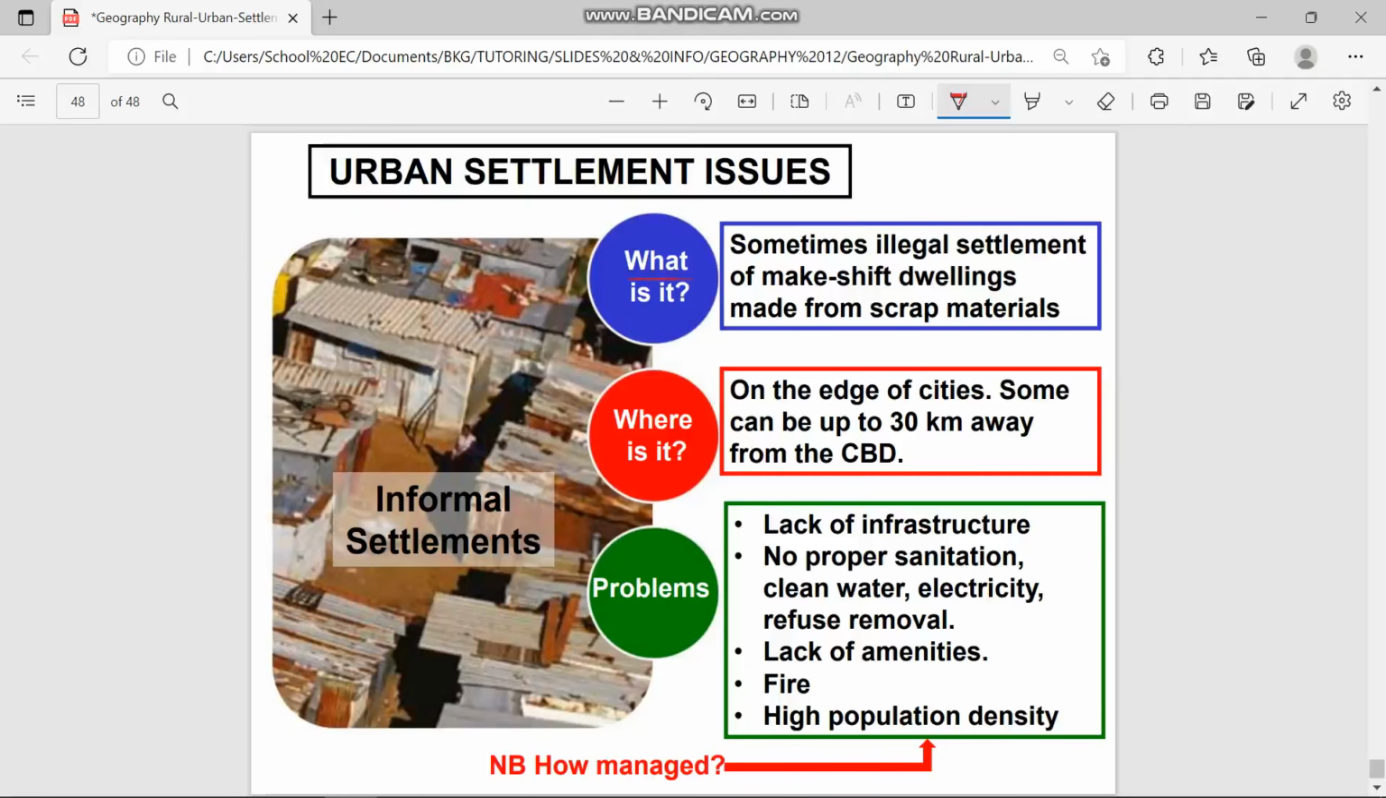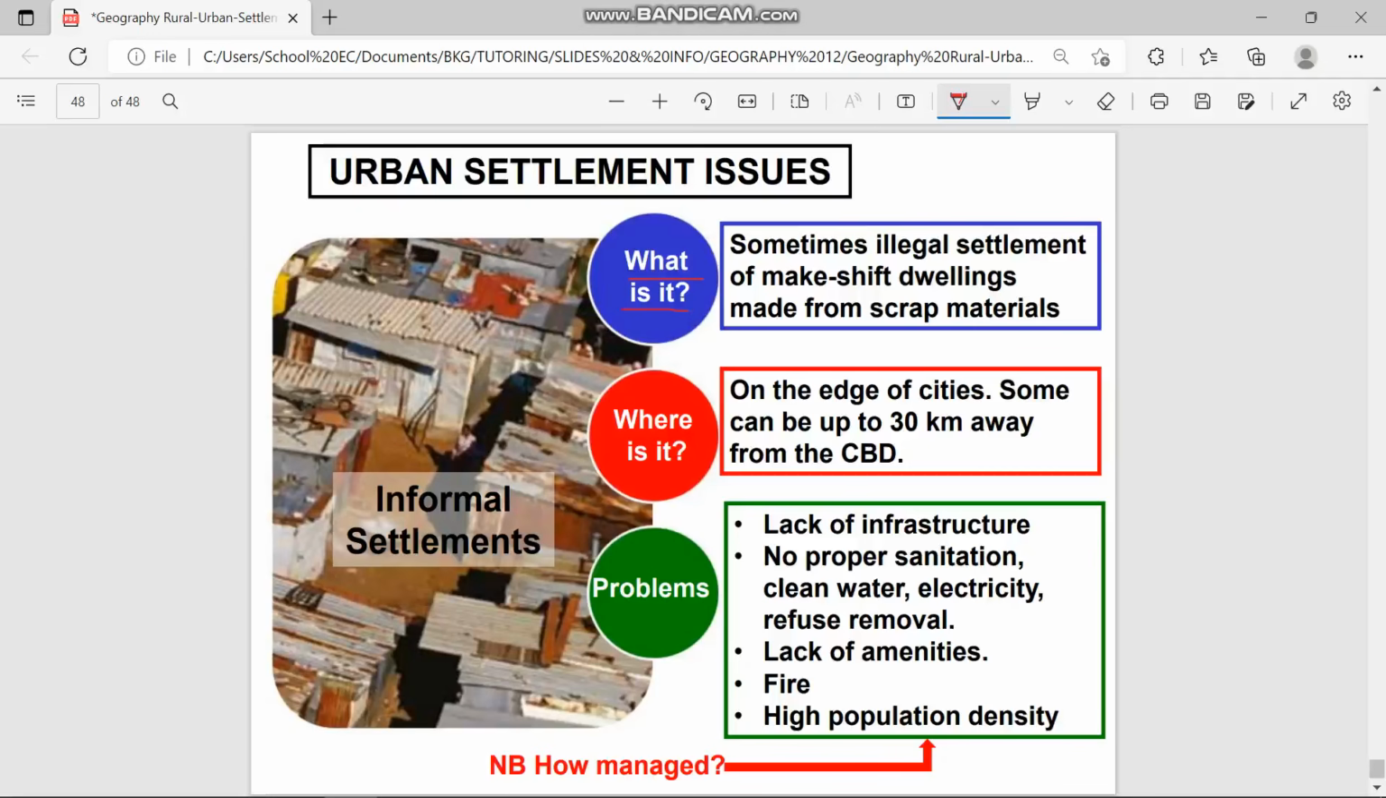A very, very good question. What is it? Sometimes illegal settlements of makeshift dwellings made from scrap materials. These are the informal settlements. So this is the definition for informal settlements. That is going to be required for you to write down during examinations, so please guys, look closely at this.